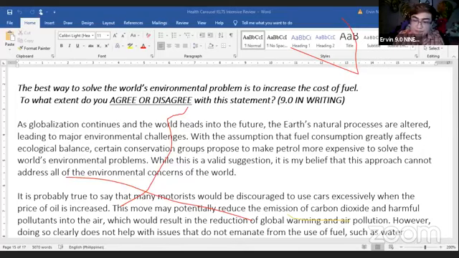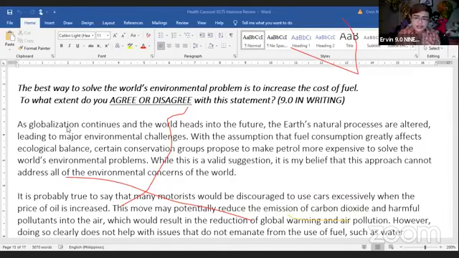There you go. The Earth's natural processes are altered, leading to major environmental challenges. So what did you notice in Brian's first sentence? He started with the general topic. And what is the general topic here? Environment. He did not mention fuel yet, because that's the specific topic which he is expected to present in the next sentence. Now, what about the second sentence, if I may read it for you?